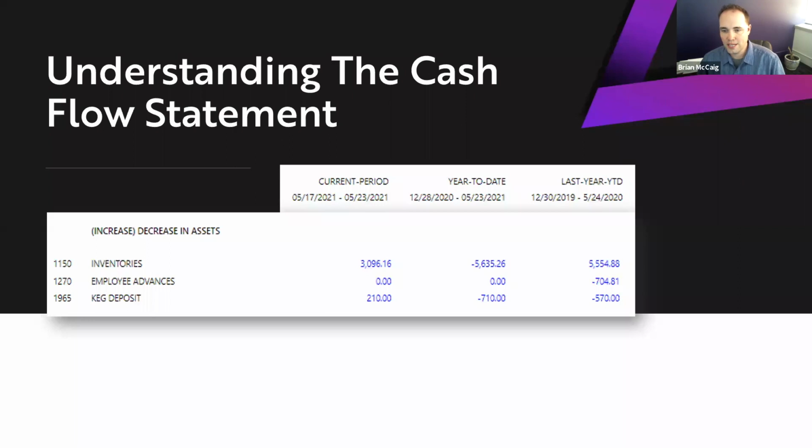Okay, so when we move to assets, the big hitter here, for restaurants especially, is going to be your inventory. So remember, on a cash flow statement, this does not represent your actual inventory balance, but it's the change in your inventory balance over whatever date range you're looking at. So in this case, it's for the period. For this example, the restaurant actually reduced their inventory by $3,000, which had a positive impact on their bank balance.